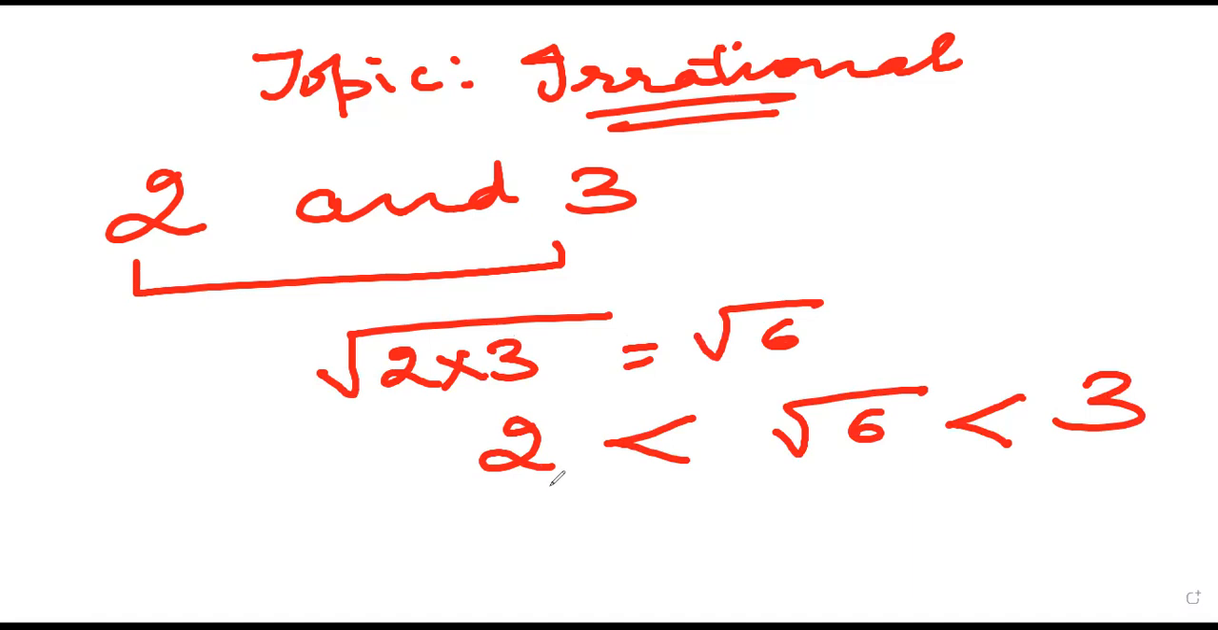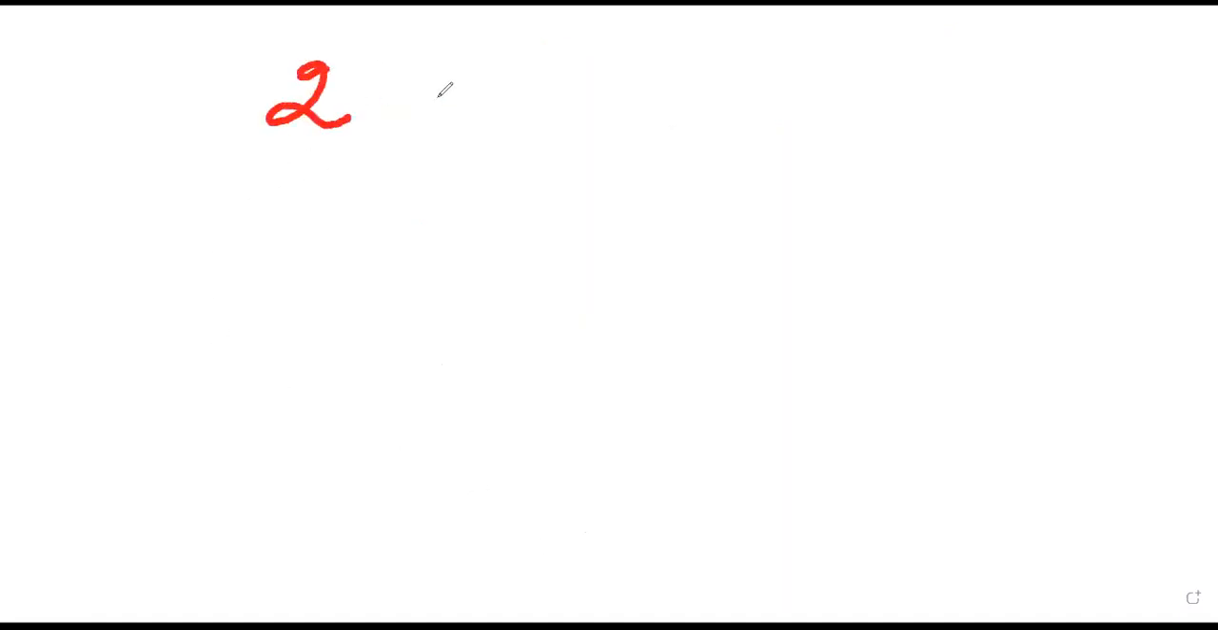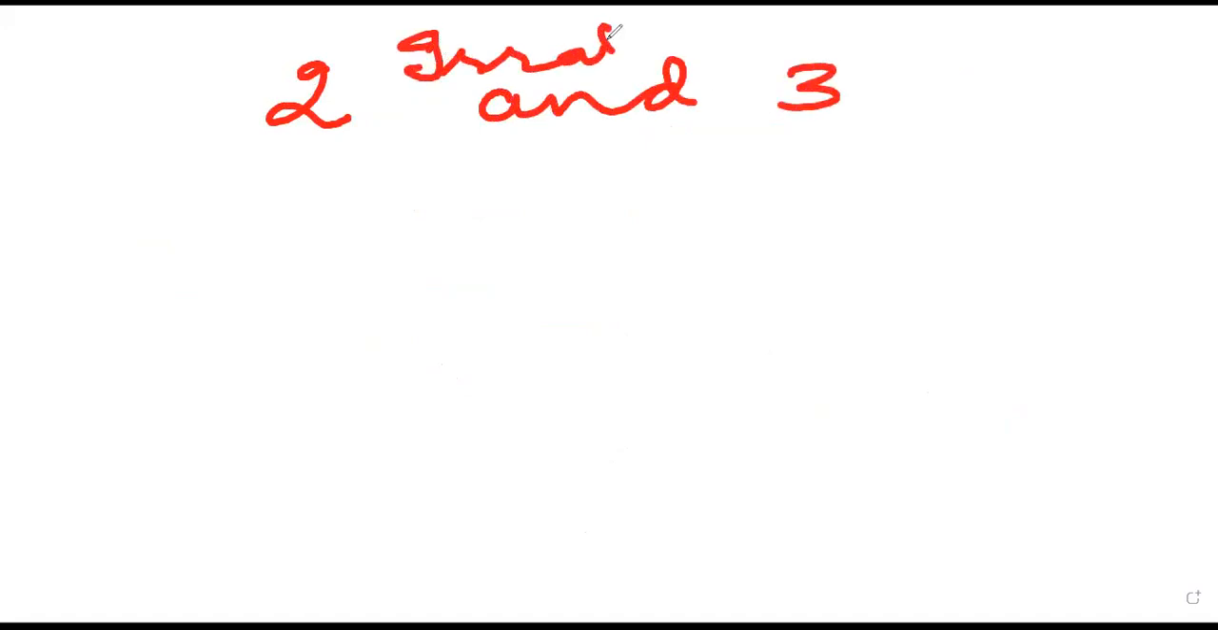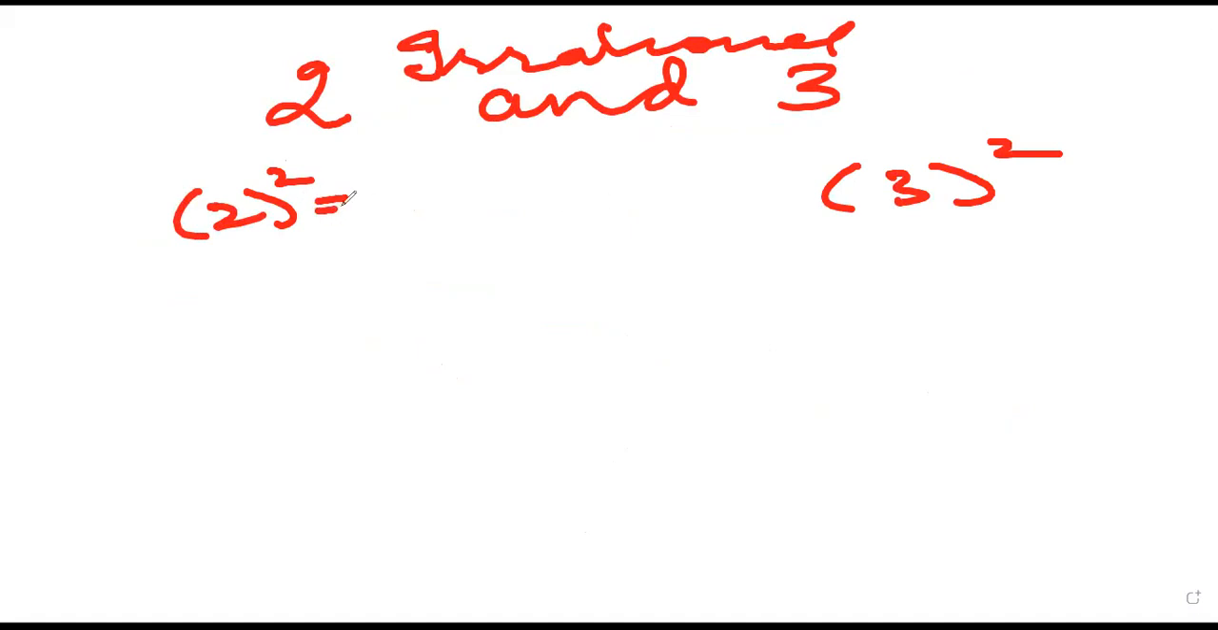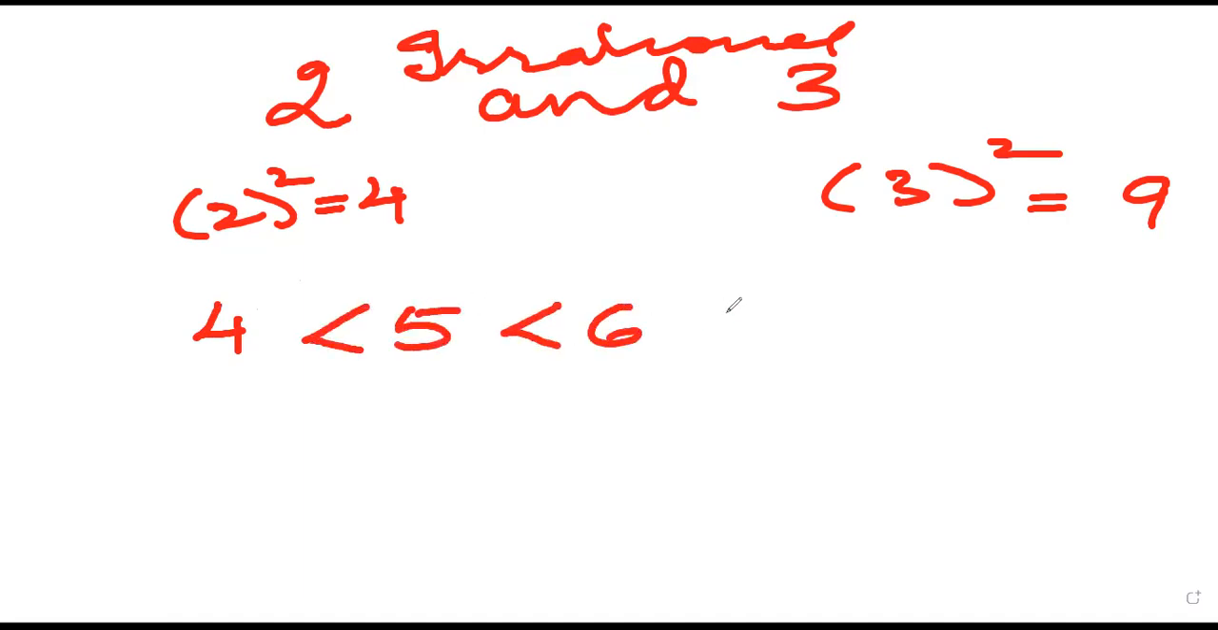Now, children, if you want to find further, okay, so what you will do in that case, I'll let you know that also. Let's take this example only. If you want to find more irrational numbers between these two, first you will find the square of this and this also. Can you tell me what is the square of 2? That is 4. What is the square of 3? That is 9. So now, children, what are the numbers between 4 and 9? That is 5, 6, 7, and 8.